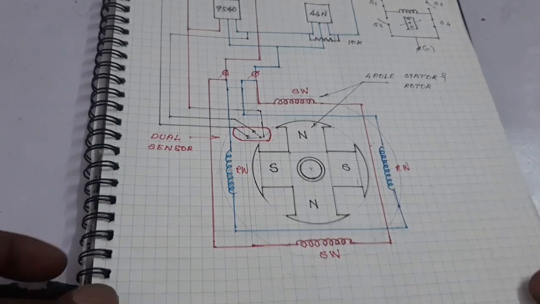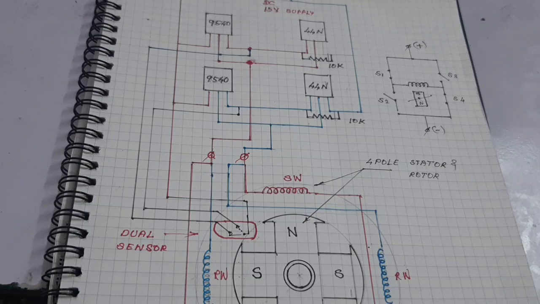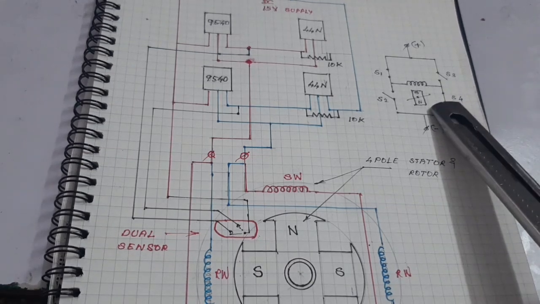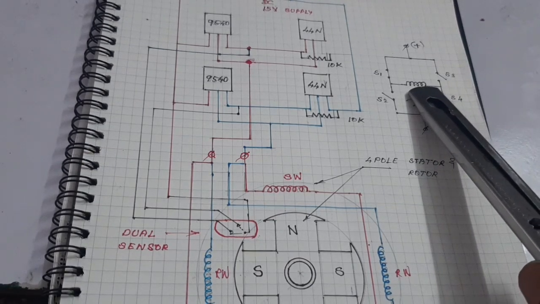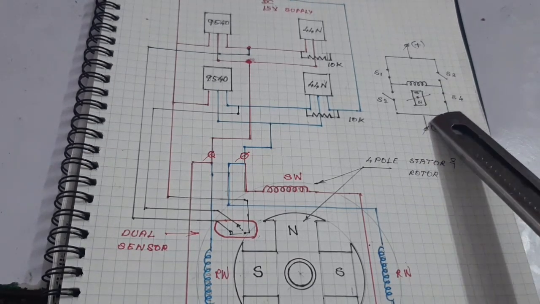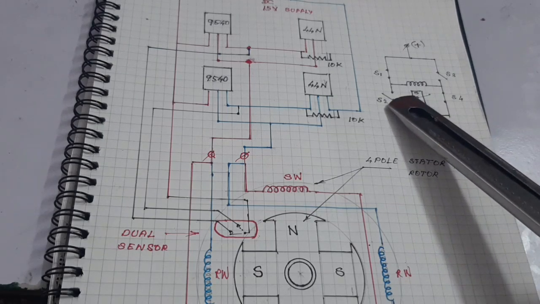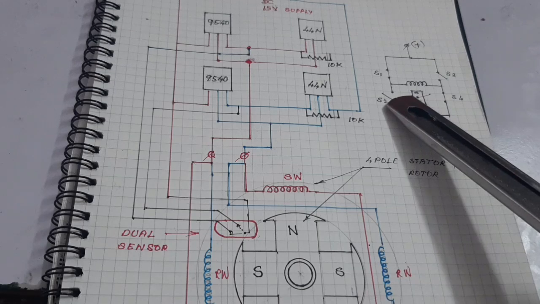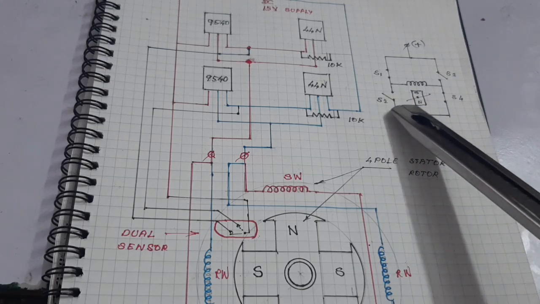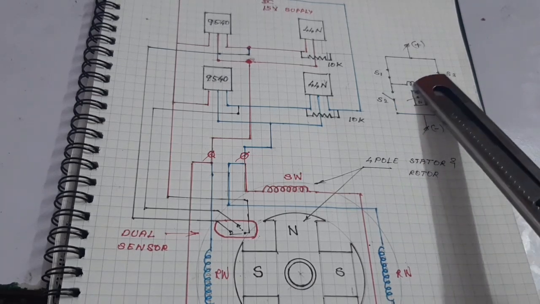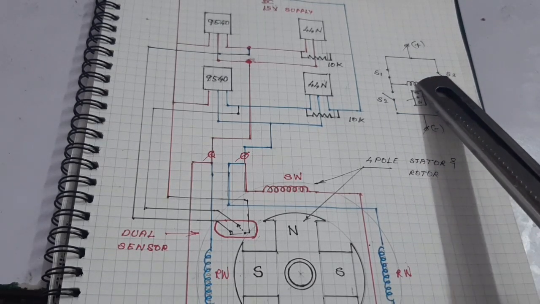Okay, according to the pole changing, look at the hybrid MOSFET drive. Here the output is given to the field coil. Now the south pole is coming near the dual sensor. S1 and S4 close, hence the winding is north pole. So assume the north pole.